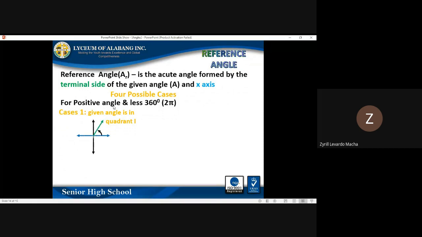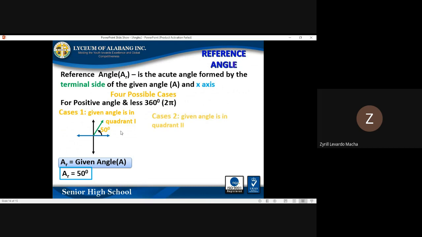So, ayan po yung given angle natin. It is on quadrant 1 and it is 50 degrees. So, remember that our given angle is equal to our reference angle. That is why our reference angle is 50 degrees. So that is for if the given angle is in quadrant 1.